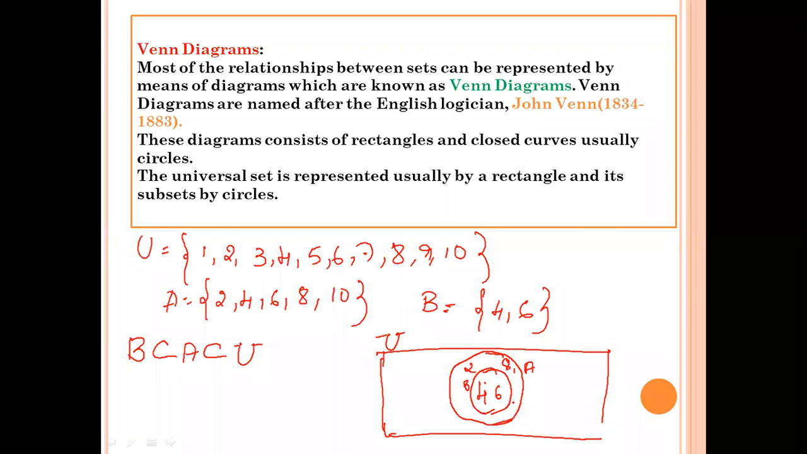2, 8, 10. Okay. Now what are the elements that have to be written outside A but inside U? Yes, 1, 3, 5, 7, 9. See, so simple. So you have understood what is Venn diagrams, right? It will have a rectangle which represents the universal set, and circles will represent the subsets. Okay, so we'll move on.